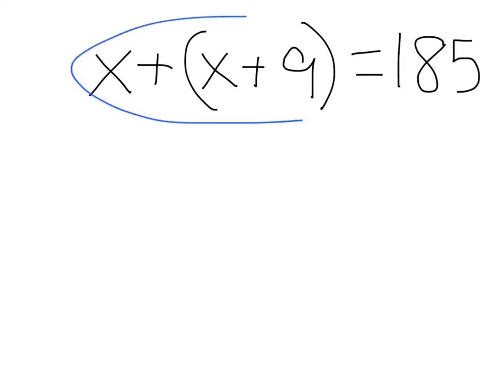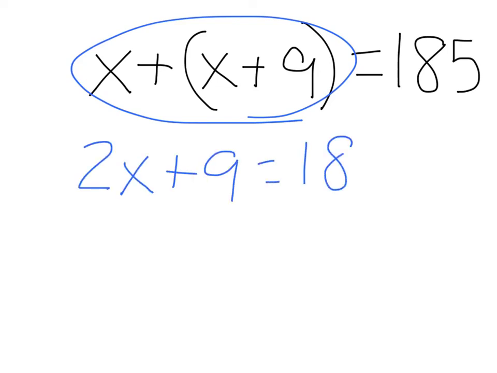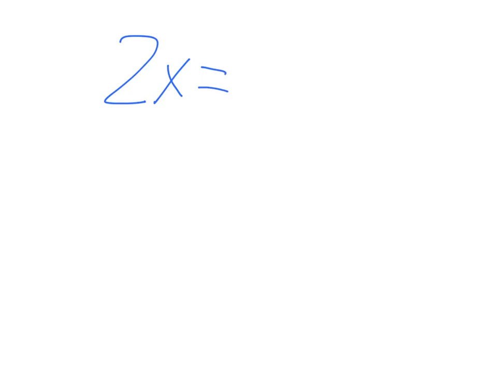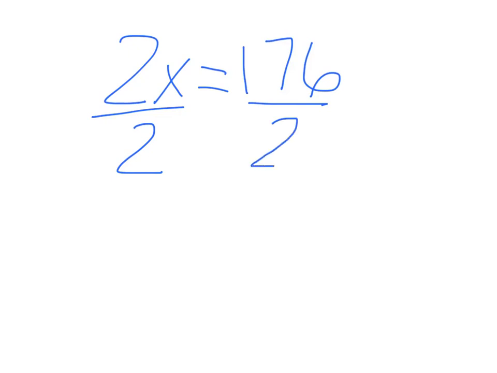Well, we're going to combine like terms and make this 2x plus 9 is equal to 185. Then we need to subtract 9, and that gives us that 2x is equal to 176. Does that seem right? 5, yep, 176. So let's go again. 2x is equal to 176, and we're going to divide both sides by 2. And that gives us that x is equal to 88.